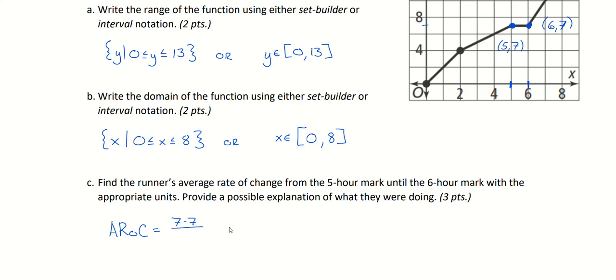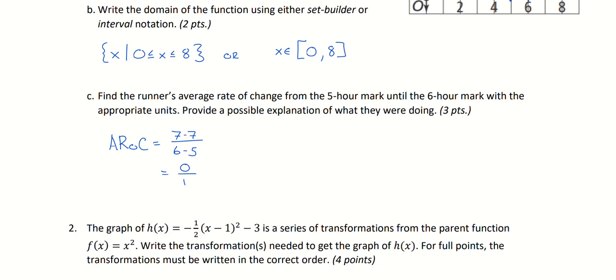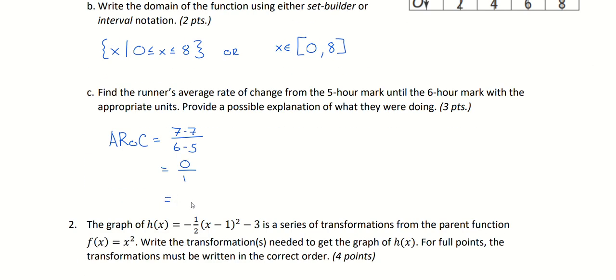Divided by what? 6 minus 5. And then let's clean this up. 7 minus 7 is 0 over 1. And it feels silly to write this. What's a better way to write 0 over 1?